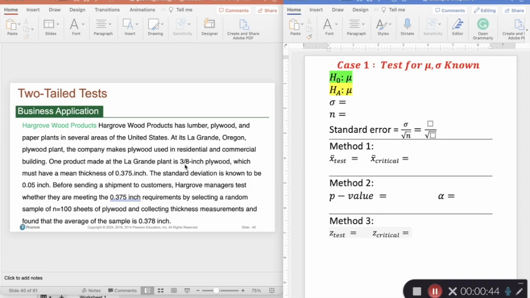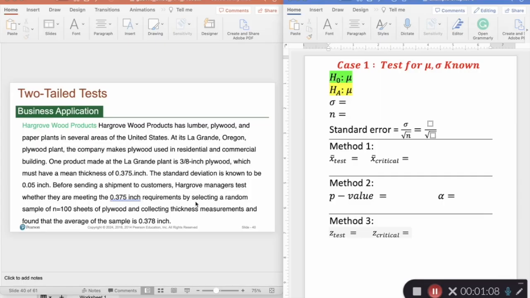So this is the required mean thickness, should be this. Standard deviation for the population is known to be 0.05 inches. Before sending shipment to customers, the manager tests whether they are meeting this standard or not, 0.375.